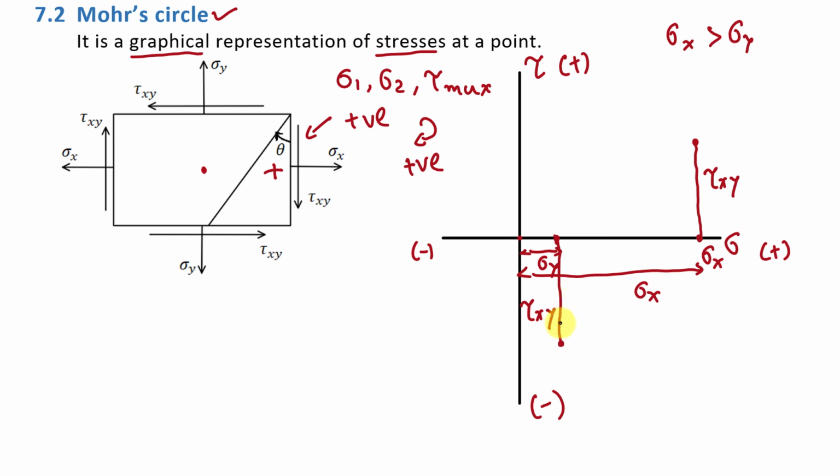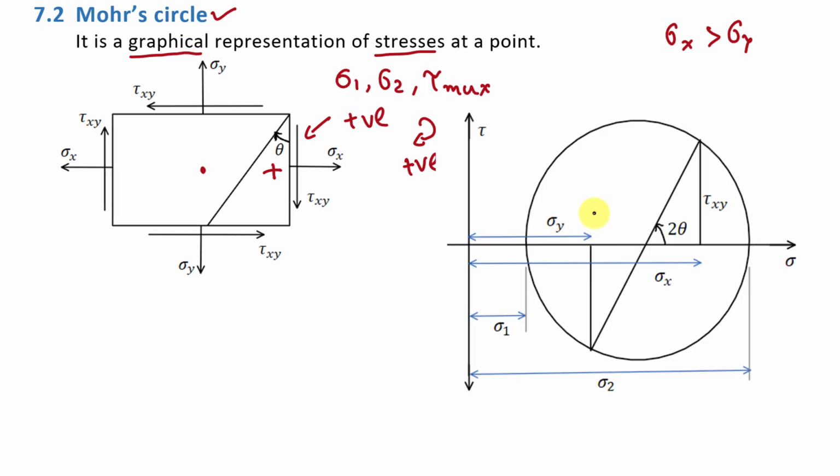Now we are going to join these 2 points by a straight line. This straight line will be the diameter of Mohr's circle, and this point is the center of the Mohr's circle. So if you draw a circle by taking this line segment as diameter, you will get Mohr's circle. Now in this diagram you can clearly see that this circle is Mohr's circle.